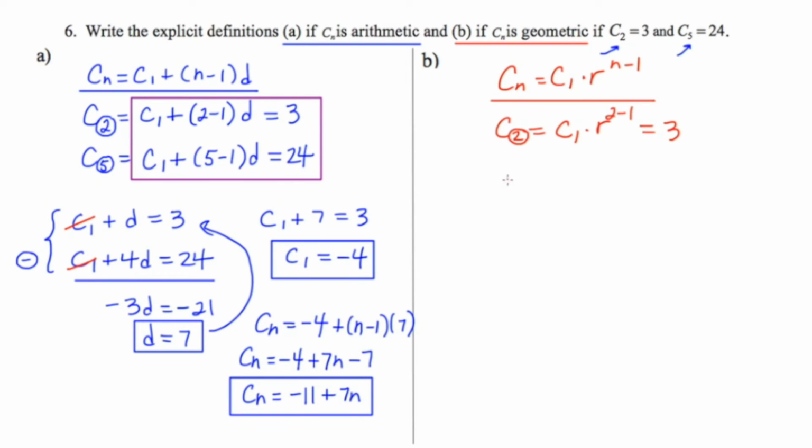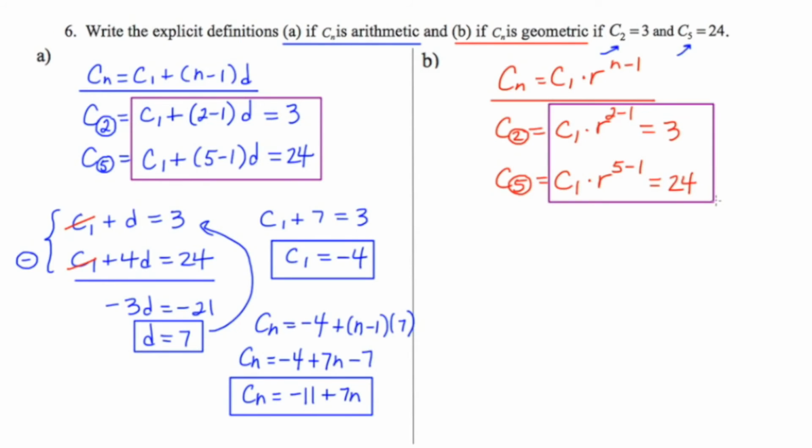And now I'm going to go to the second piece of information, which is that the fifth term is equal to 24. I still don't know what the first term is. I don't know what the common ratio is, but I am letting n equal 5, which means this becomes 5 minus 1. And what I notice here is that I have another system of equations, but this one's not really quite the type that we've ever seen before. This one involves multiplication. To solve it is not so difficult, but it is a little bit different.